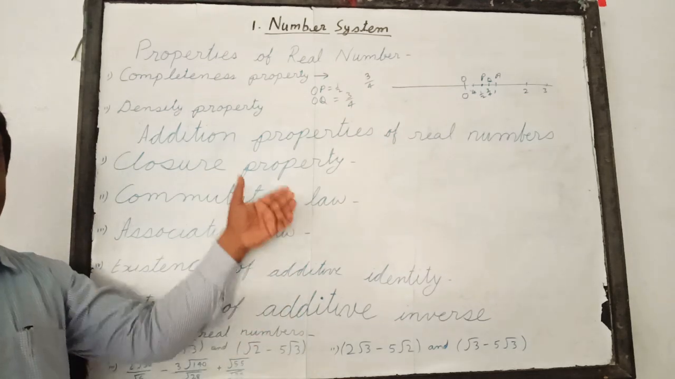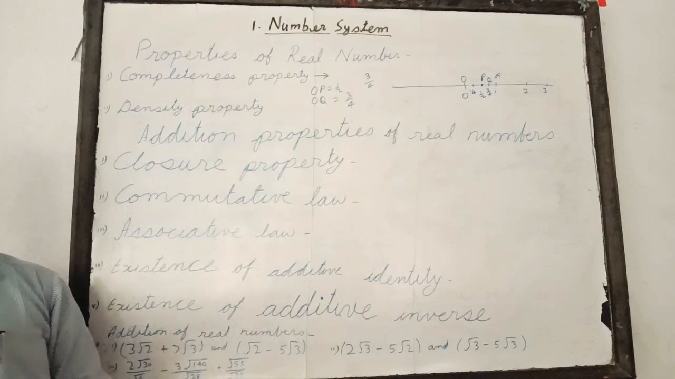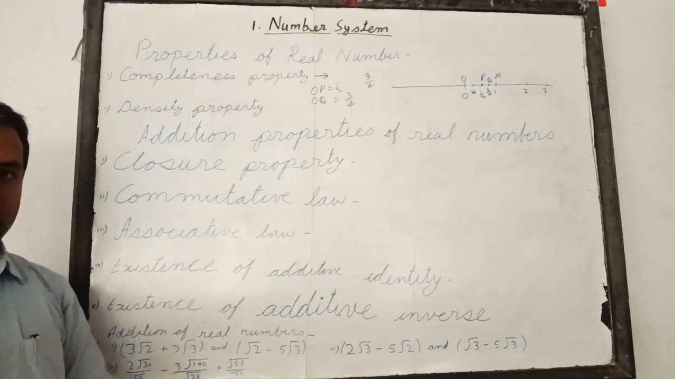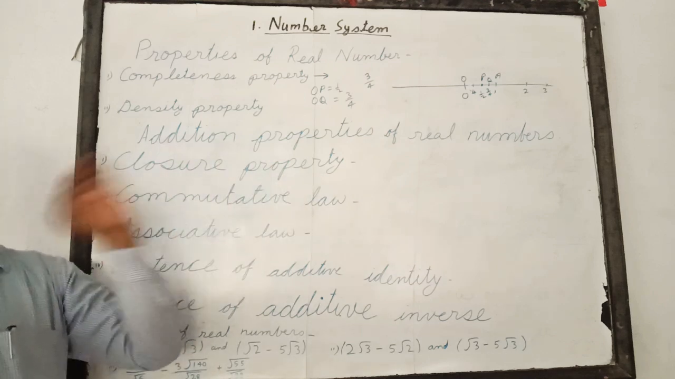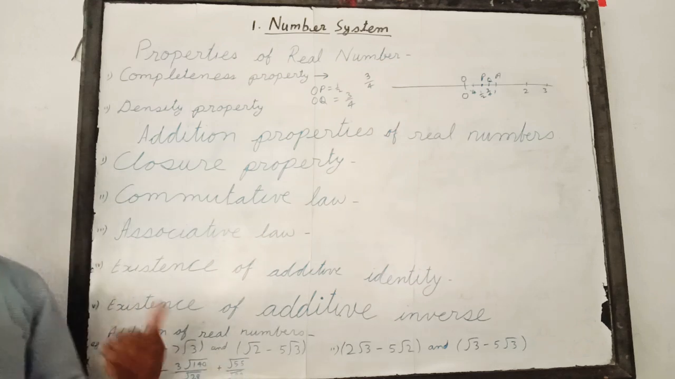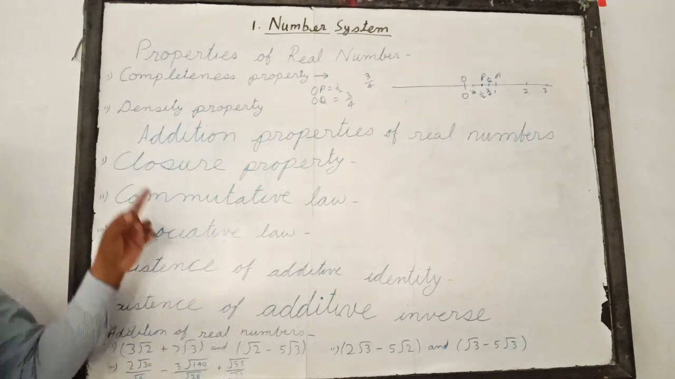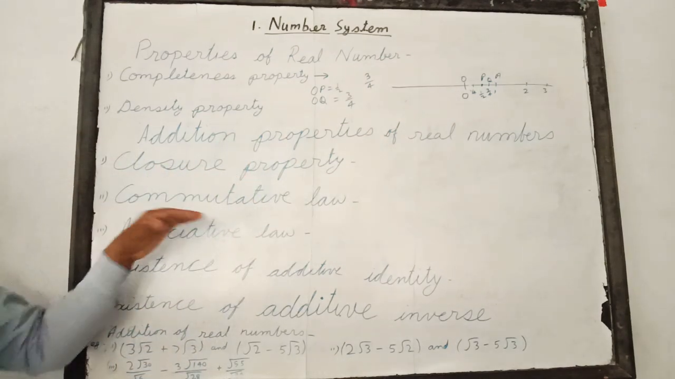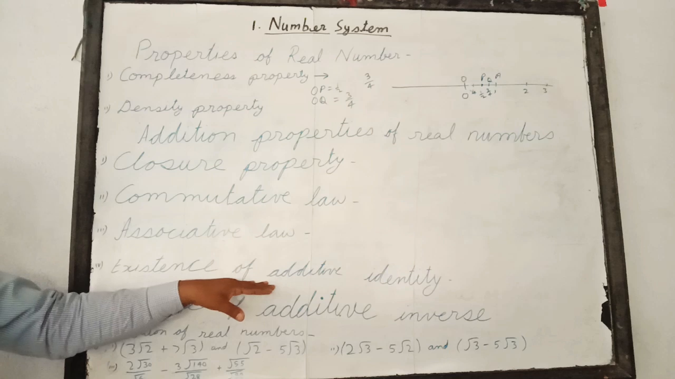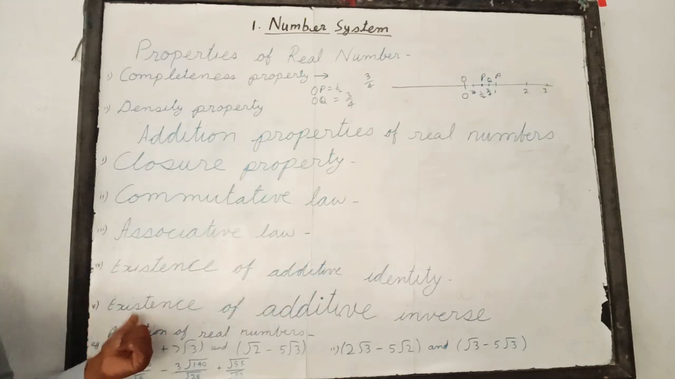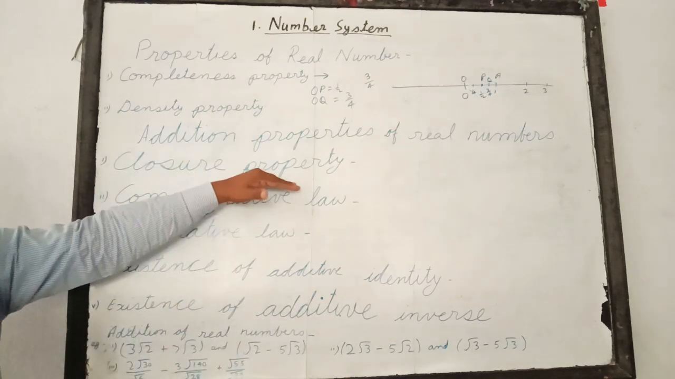Then we all know what the basic mathematical operations are: addition, subtraction, multiplication and division. We can do all these mathematical operations on real numbers also. So first we are going to study the properties of addition of real numbers. The first property is closure property, second is commutative law, third is associative law, fourth is existence of additive identity, fifth is existence of additive inverse. Now let's explain each one of them with an example.